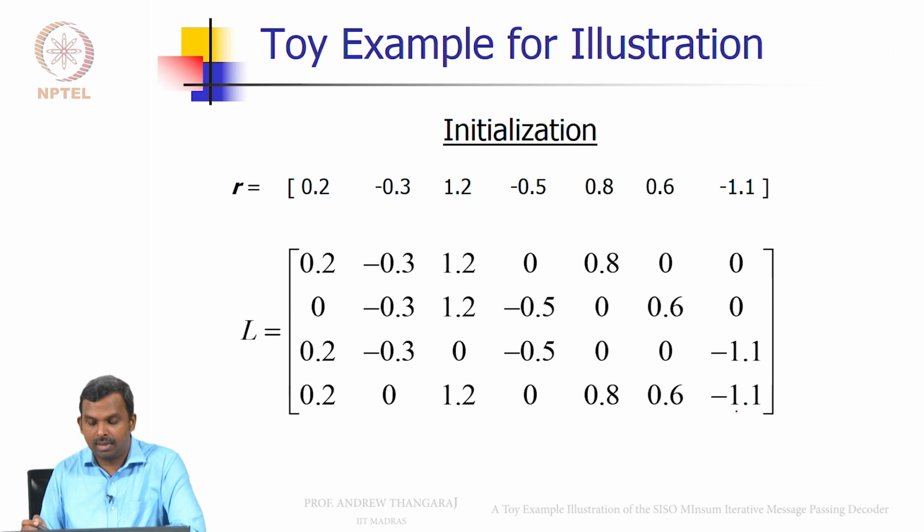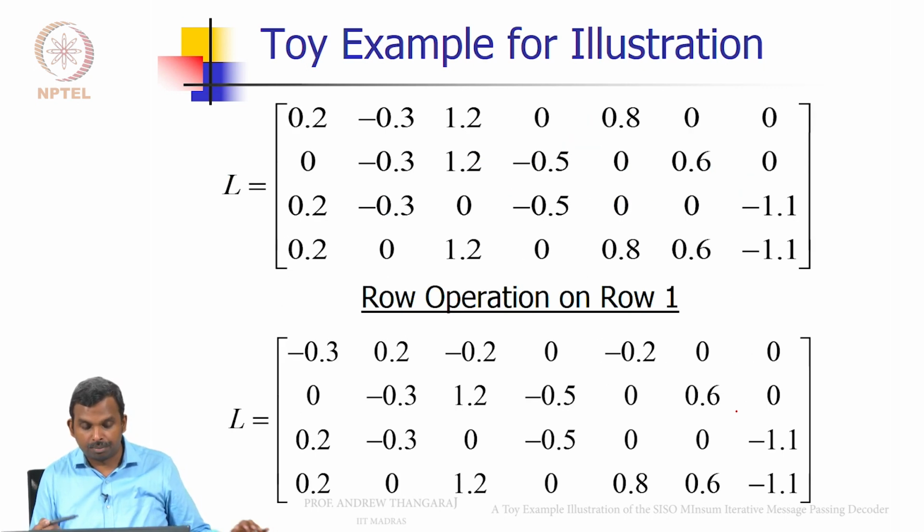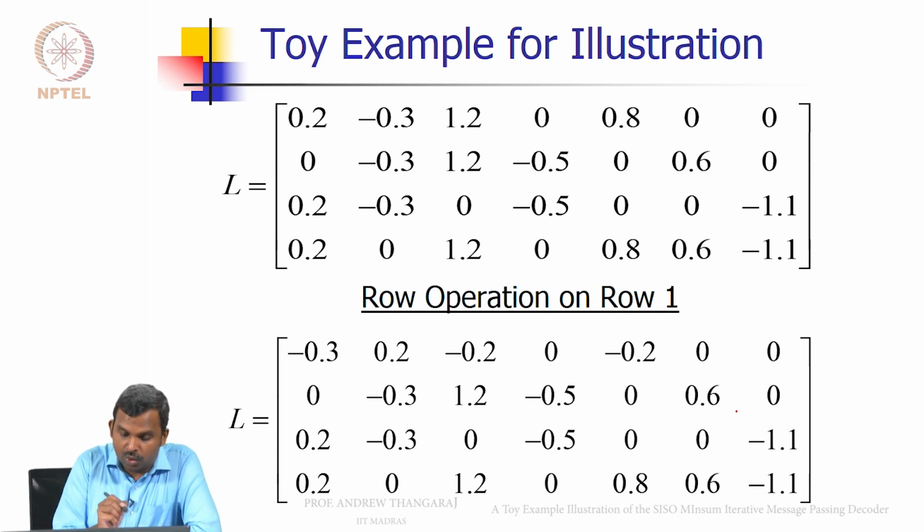Okay. Hopefully, this is clear. So, now how do we do the row operation? If you look at the first row, you have absolute values 0.2, 0.3, 1.2, 1.8. So, this is min 1, this is min 2. And what is the overall parity?